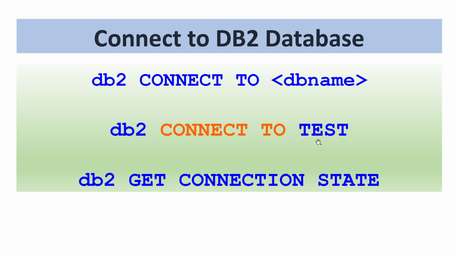So if you want to connect to test, you will say connect to test, and db2 get connection state will tell you if you are connected to any database and which database. So connection state will identify whether you have connected to any database.